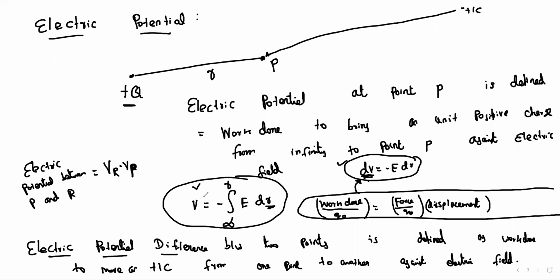If you want to find the electric potential difference in an electric field, then it is the work done to move the same 1 coulomb positive charge from one point to another point against the electric field. The work required to move 1 coulomb positive charge from one point to another against the electric field is noted as the electric potential difference.